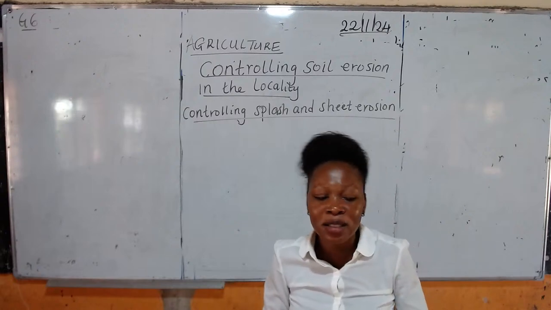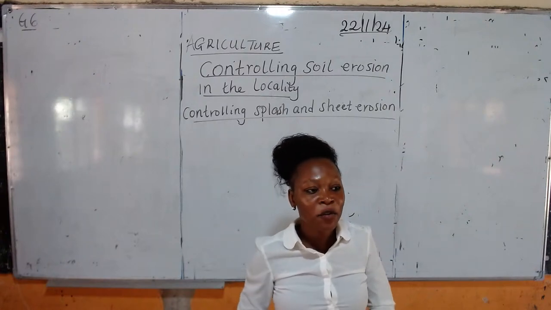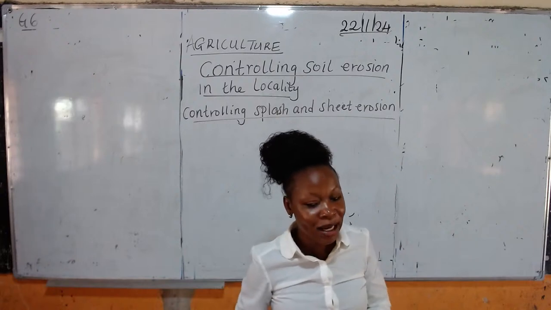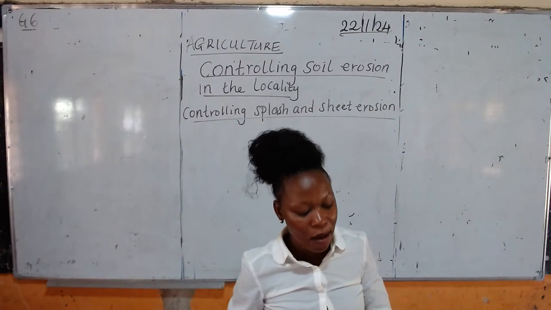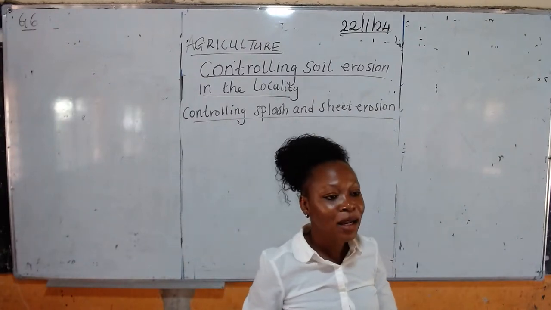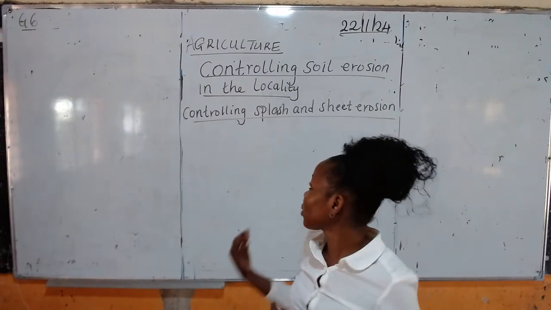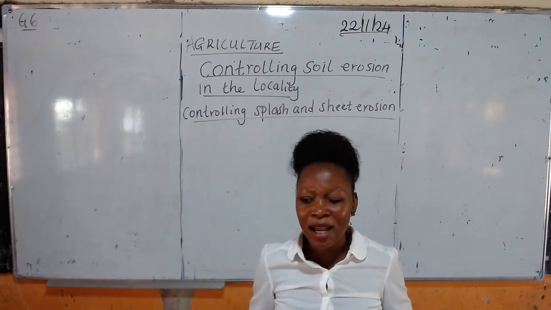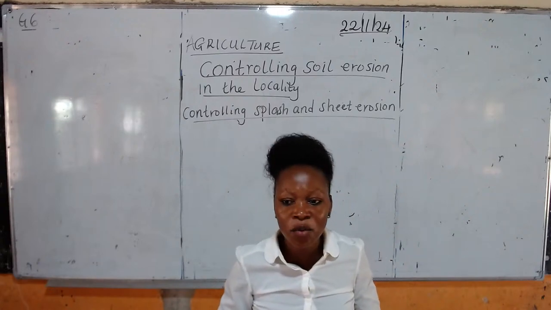But when you plant trees, the trees are going to reduce the speed of wind, and therefore we are going to have fewer chances of soil erosion. Are we together, class? So another practice is planting trees. Apart from planting trees, what else do you think can help us to prevent splash and sheet? We are basically looking at splash and sheet. What can we do that can help us to prevent splash erosion and sheet erosion? Yes, who can give us the other one?